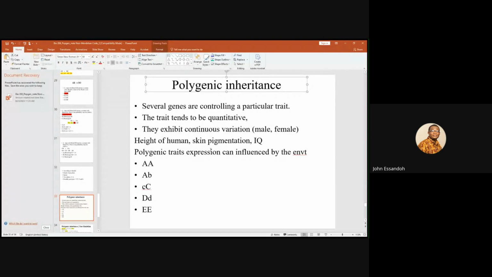Great. So we have the environment influencing the expression of the polygenes, and then there is the continuous variation, and they tend to be quantitative. Qualitative traits are the ones you just have to observe, like gender, male and female. Quantitative traits are like height of a person, IQ and stuff like that.